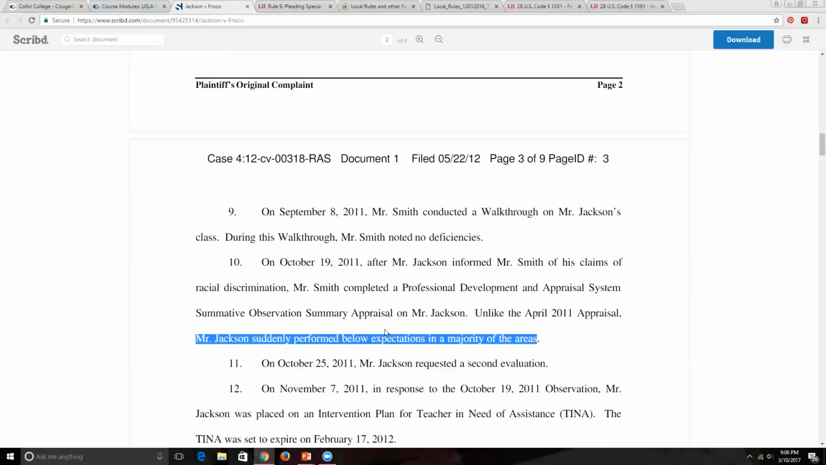So I'd probably make this a little tighter and say, unlike the April 2011 appraisal, Mr. Smith stated that Mr. Jackson suddenly performed below expectations in a majority of the areas. So we see a few days later, on October 25th, 2011, Mr. Jackson requested a second evaluation. Probably would be a good idea to specify who he requested it to. In the context, it's probably pretty obvious that it was Mr. Smith.